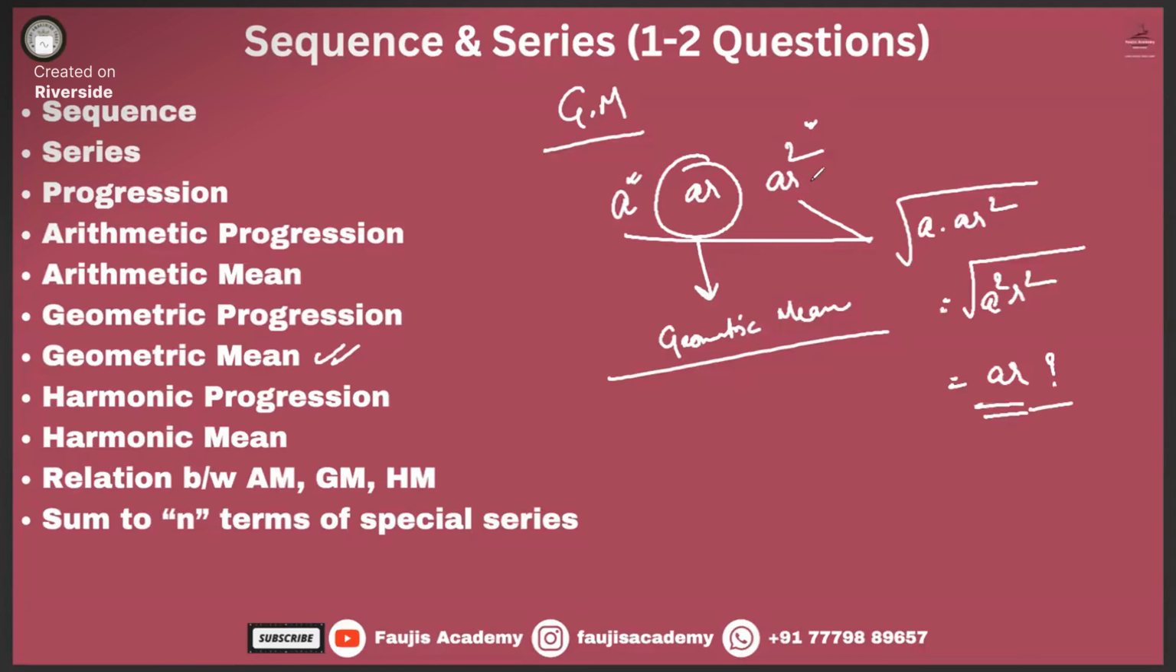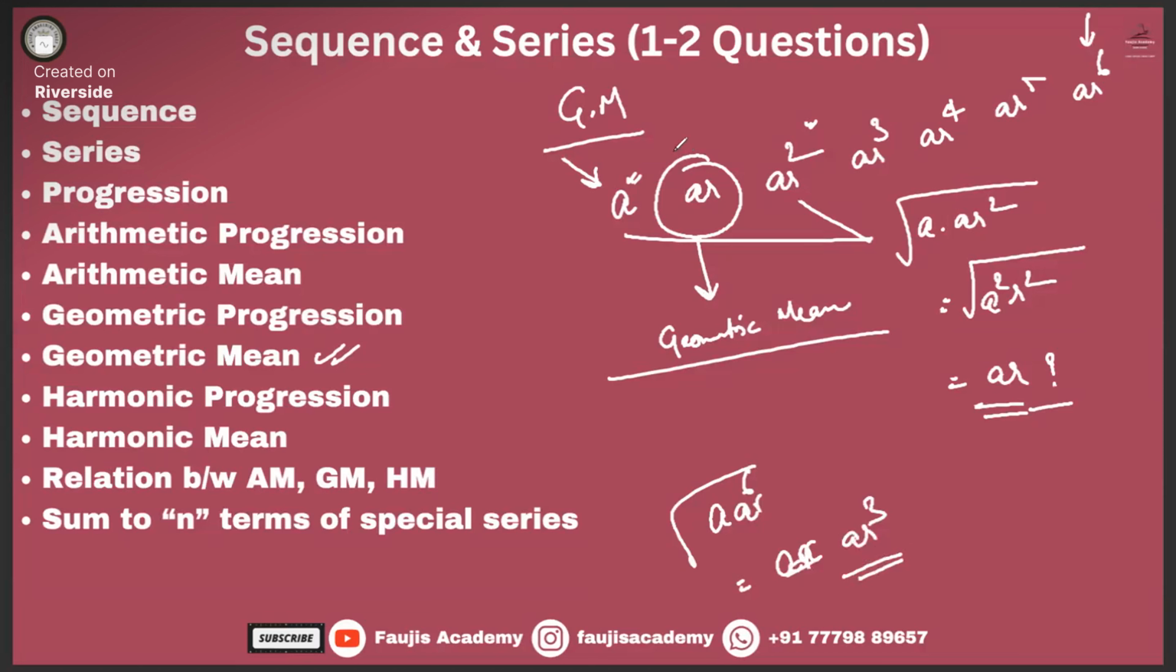Right? Similarly, if I say AR cube, AR to the power 4, AR to the power 5. Let me say AR to the power 6 as well. In that case, if we just pick up only this one and this one, AR to the power 6, root under. What is that? AR cube. Is it at the equal distance, 1, 2, 3, third? 1, 2, 3, third. Is it?